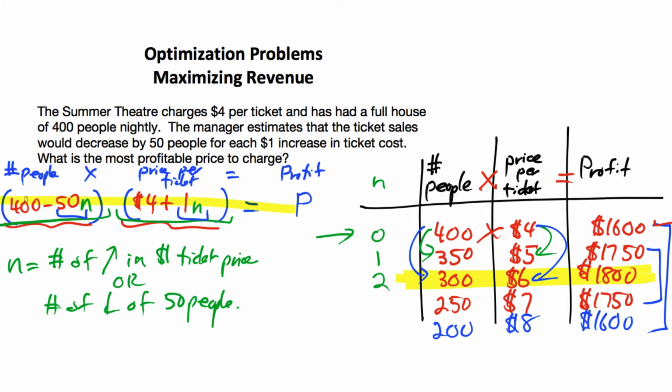And so I've created a function here that gives me a function for profit, this column, with respect to n, this column. The number of changes in price is my independent variable, my profit is my dependent. Let's put this function into my graphing calculator.